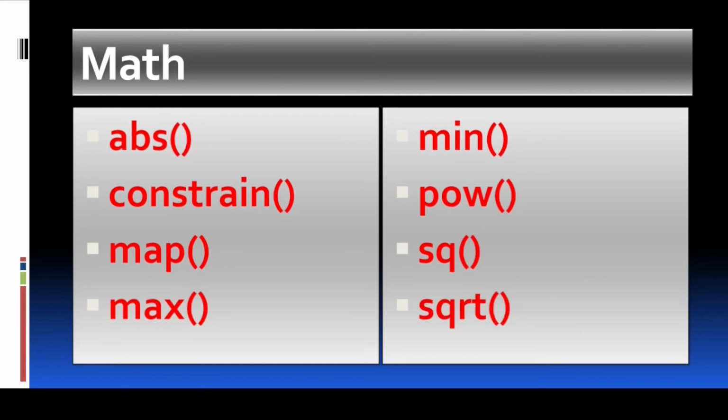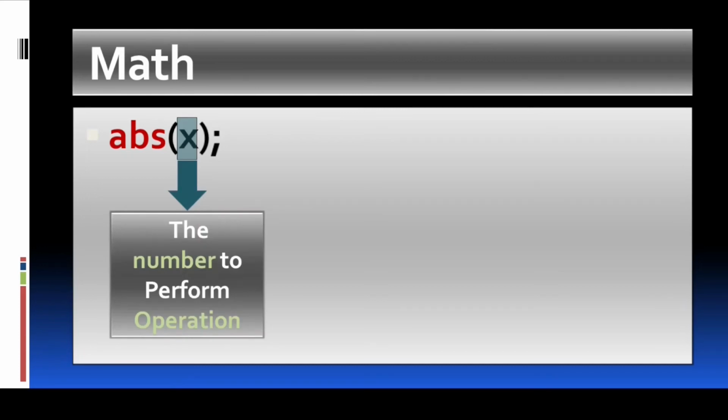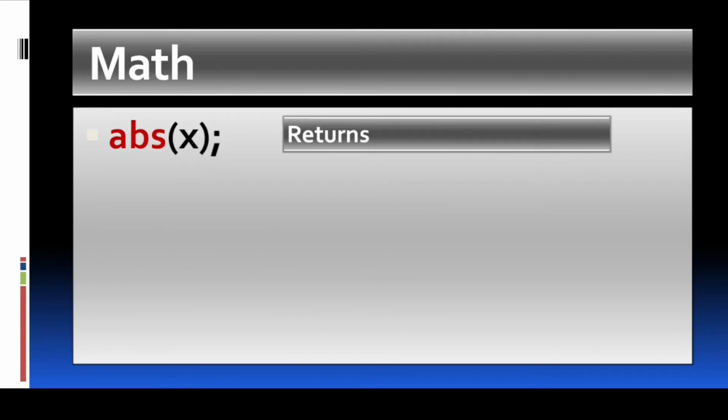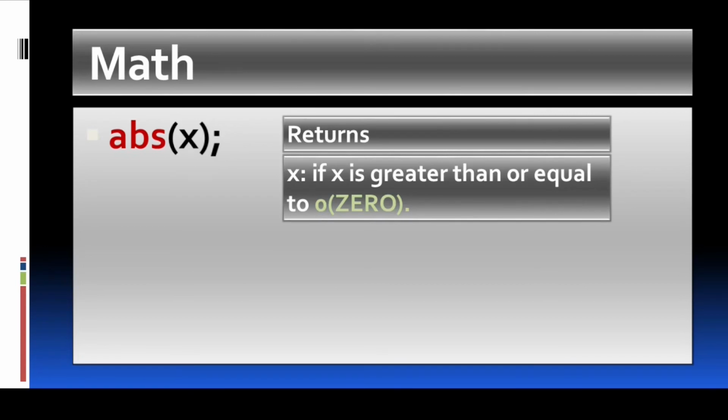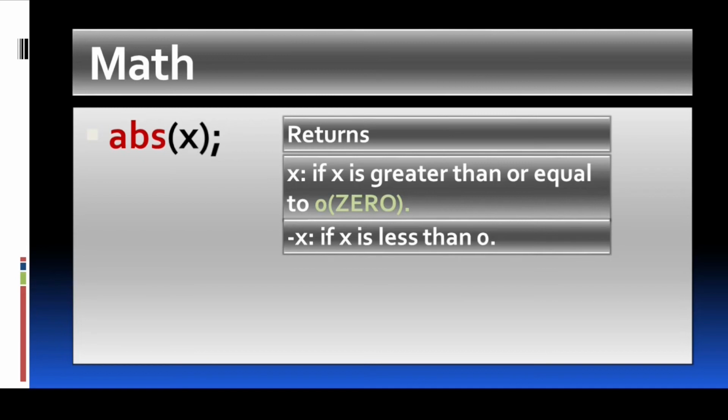Now we will discuss each function in brief. Here the first function is abs. This means absolute. It is used to calculate the absolute value of a number. In place of x, you can write the number on which you want to perform the operation. This function returns values as per the conditions written below. If x is greater than or equal to 0, this returns x. If x is less than 0, then it returns minus x.